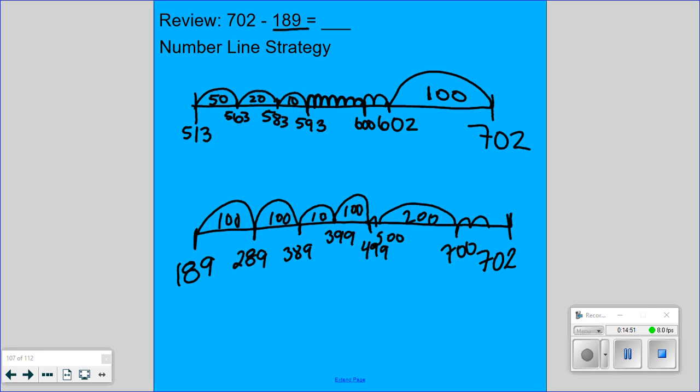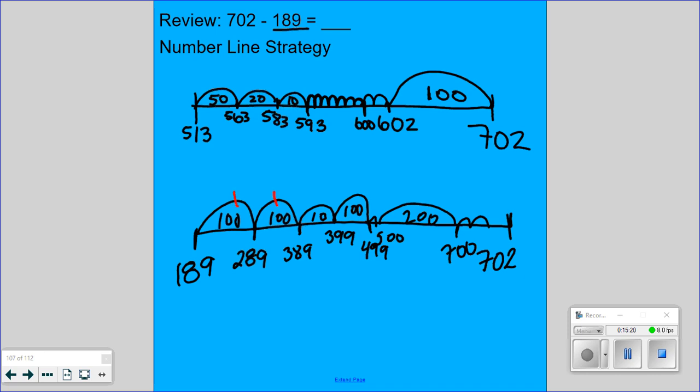What do I do now? Because I got all the way across my number line. Cool. But what do I do? What is the distance between 189 and 702? Heidi, what do I do now? You count up the jumps. All right, let's count up our jumps. Count with me. Ready?